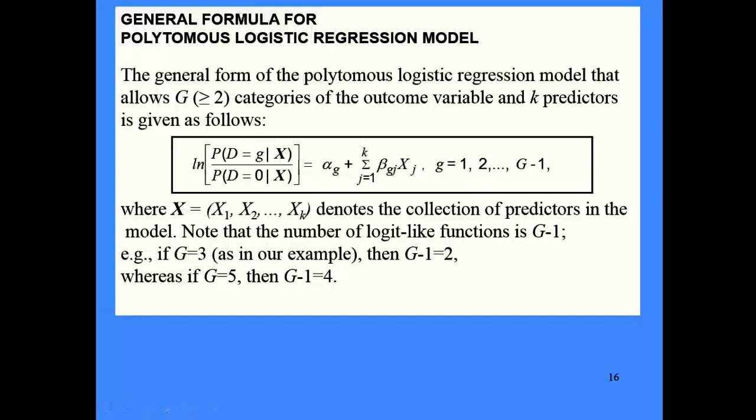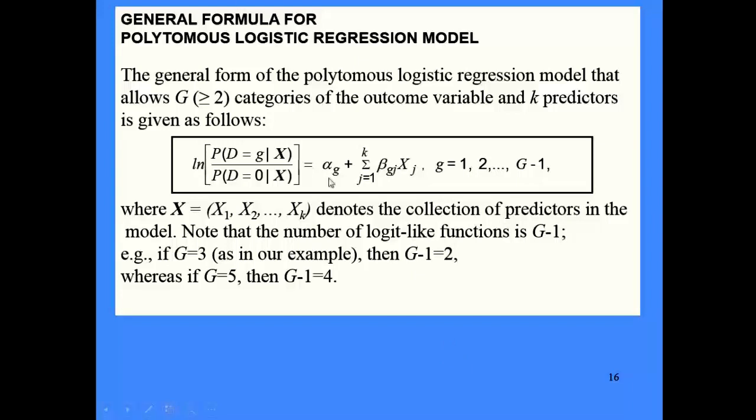Is this the worst thing you've ever seen? It's not that bad. You just have to think about it a little bit. But if G is equal to 3, you're getting these two models. If G is equal to 5, how many models are you getting? How many components are you getting? 4. Because you have to have G equal to 1, 2, 3, and 4. When G is 5, 5 minus 1 is 4.